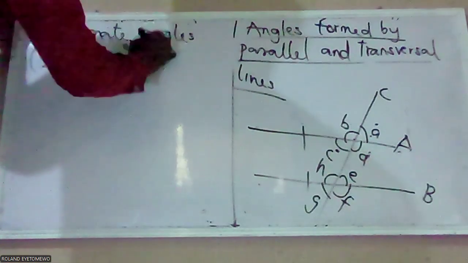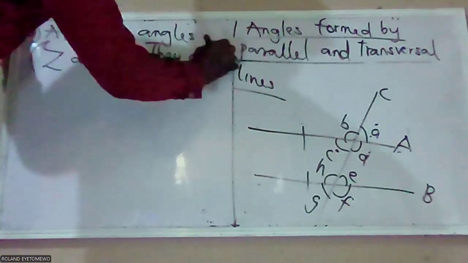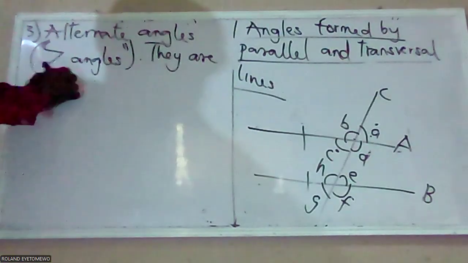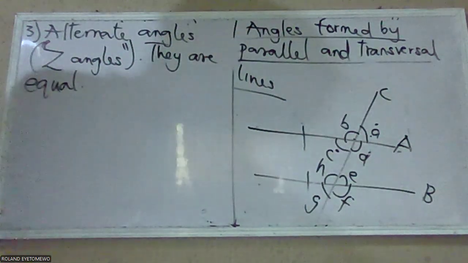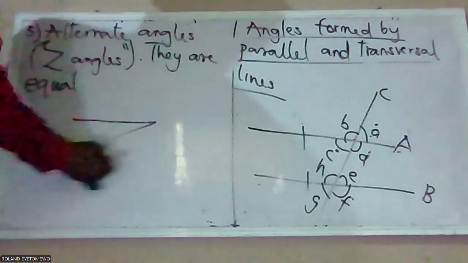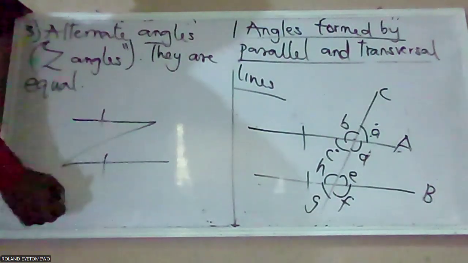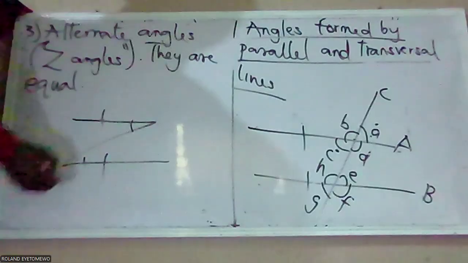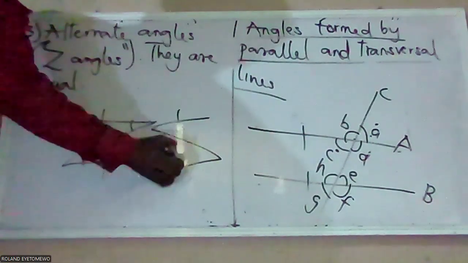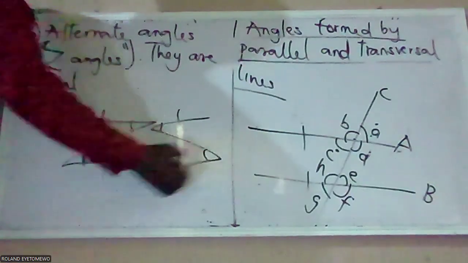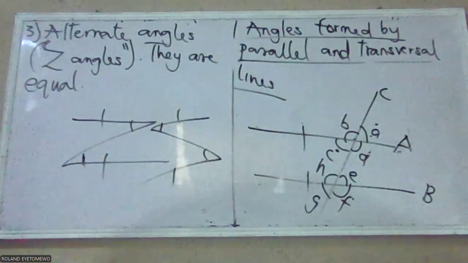And they are also equal. They are equal. Alternate angles are equal. Write Z the right way. Mind you, these two lines are parallel. This angle here and this angle here are equal. Write it the wrong way. These two lines are parallel. The angle here and the angle here are also equal.